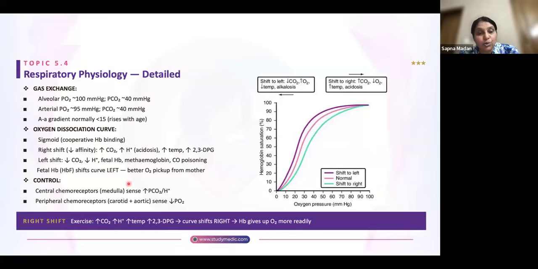Okay. So the right shift is when, suppose a human being is exercising, there's increased carbon dioxide, increased hydrogen ion, temperature is increased, and there is increased 2,3-DPG, then the curve will shift to the right, and it will give off the oxygen, Bohr's effect. Okay.